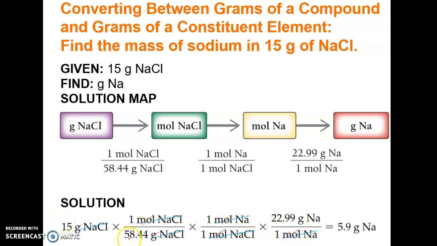I'm going to calculate this out: 15 grams divided by 58.44. You don't really need to do anything here because it's 1 to 1. Then multiplied by 22.99, and what pops out in your calculator is 5.9 grams of sodium. Awesome job.